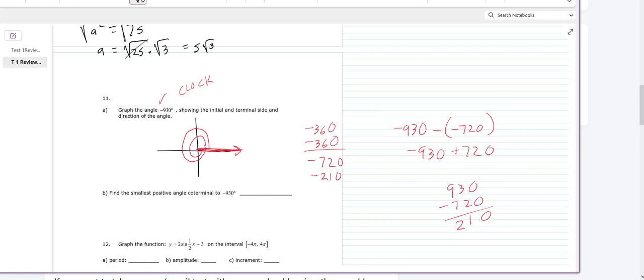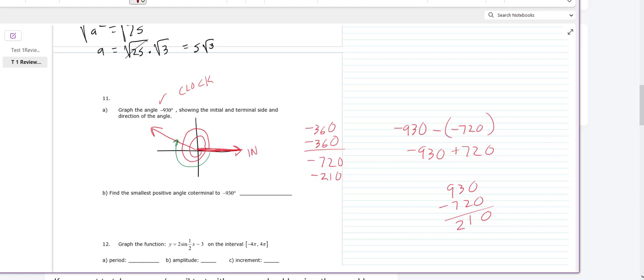Okay, so that means that now what you need to do is count this out. That would be 90, 180, and then this would end up being 270. So negative 210 is in here. So negative 90, negative 180, and then somewhere over here. Then you just estimate that, and that will be the terminal side.